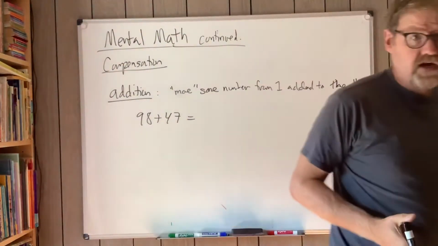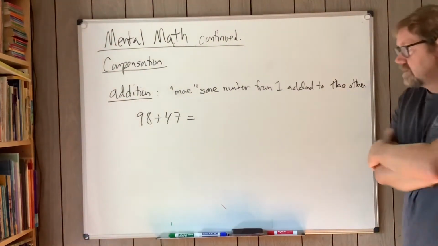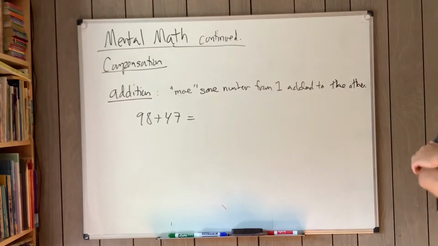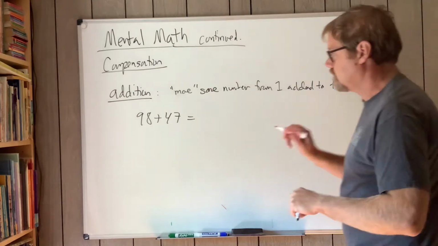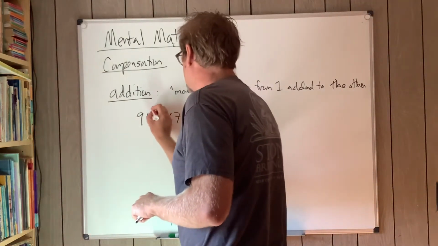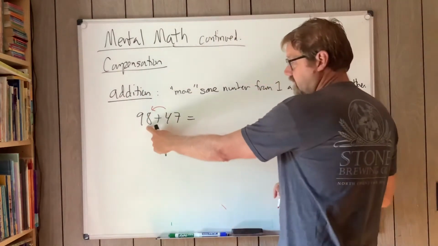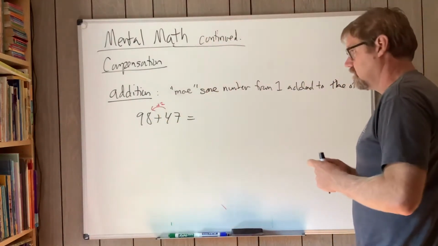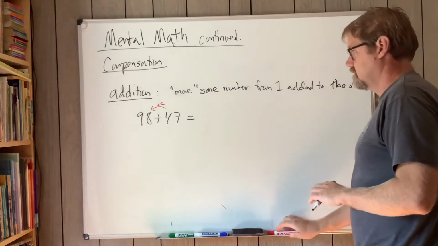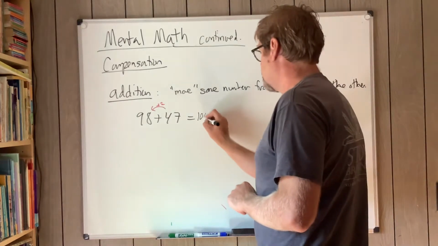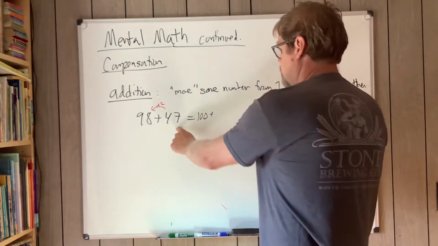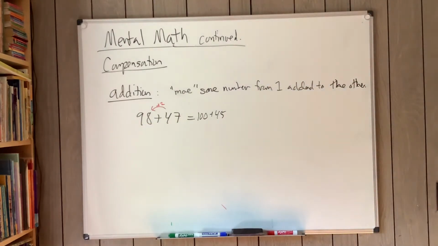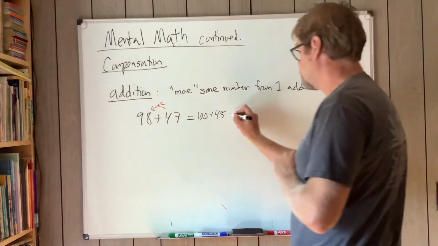So let's say I have 98 and 47. Basically what we're going to do, and I'm going to show it this way: well, if this was 100, it would be easy to do. So I'm going to move 2 that direction. That'll give you 100. And if I move 2 over there, I get 45. And this is 145.